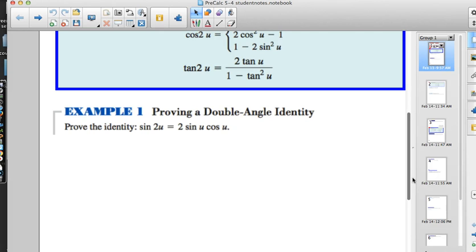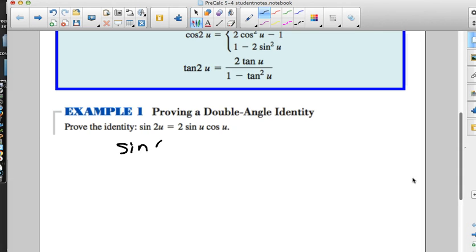Ideas. How about if I break it up? Is this 2u? Does that look familiar? Yeah. Now it's like, oh, wait a minute. We did angle addition before. Okay. So far we have the sine of 2u equals the sine of u plus u. Now let's deal with that.